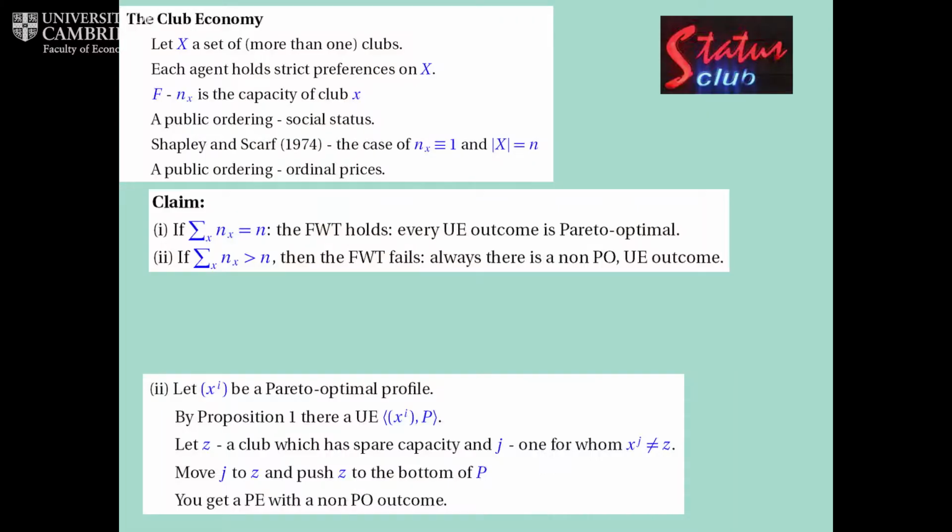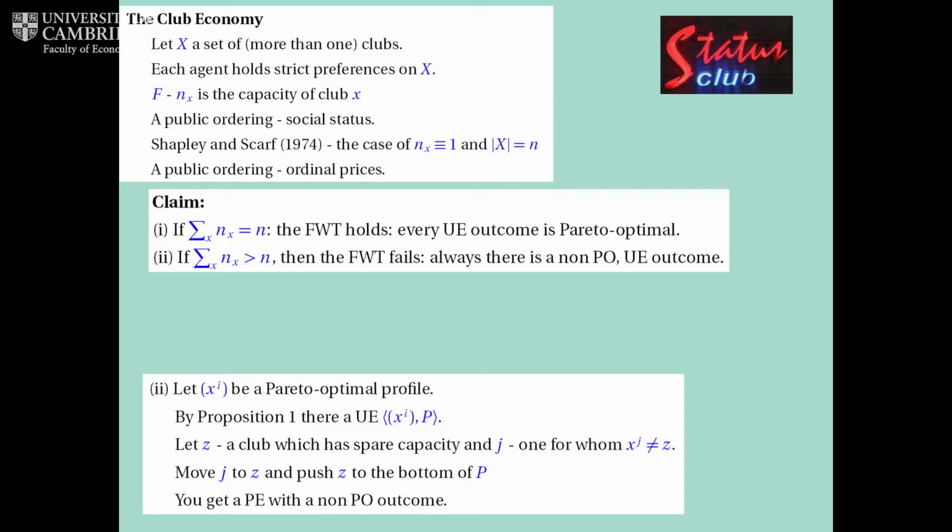But this means what? Since the sum of the capacities is equal to n, if we move me to a higher status club, we must take out somebody from there. But if we move somebody from there, then we cannot leave him in the same place. So we must have moved him to another place, and therefore there is another guy who is more prestigious than me that actually changes in the profile y, and that's of course impossible. Conclusion: in the case that the sum of Nx is equal to n, the first welfare theorem does hold. In the other case it does not. And I think it's fun to see the proof.